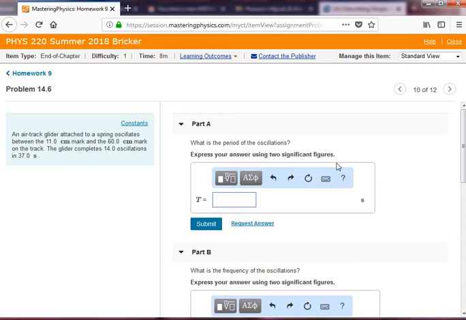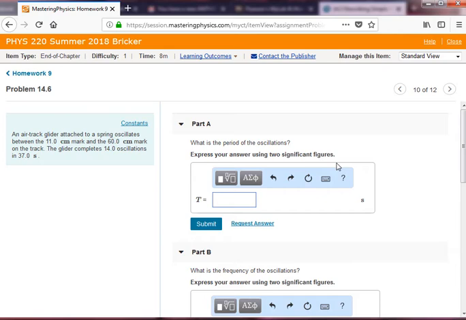An air track glider attached to a spring oscillates between the 11 centimeter mark and the 60 centimeter mark. Okay, good. The glider completes 14 oscillations in 37 seconds. We want to know what's the period. So again, the period is the time for just one oscillation.